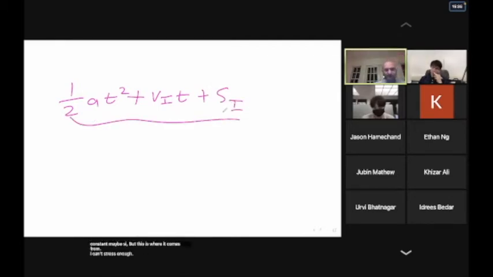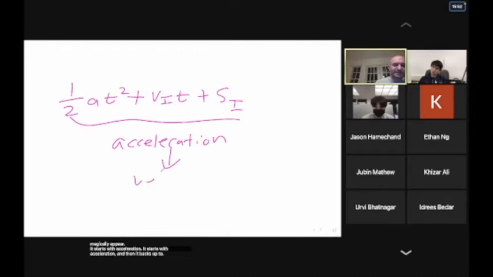I can't stress enough that the physics formulas on the reference table from high school did not just magically appear. It starts with acceleration, and then it backs up to velocity, and then it backs up to position. That's how life goes. That's how things arise. It's not as if someone had the position formula.